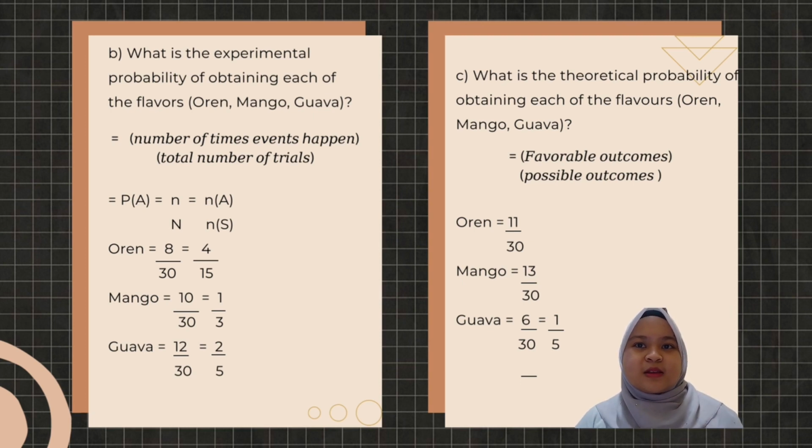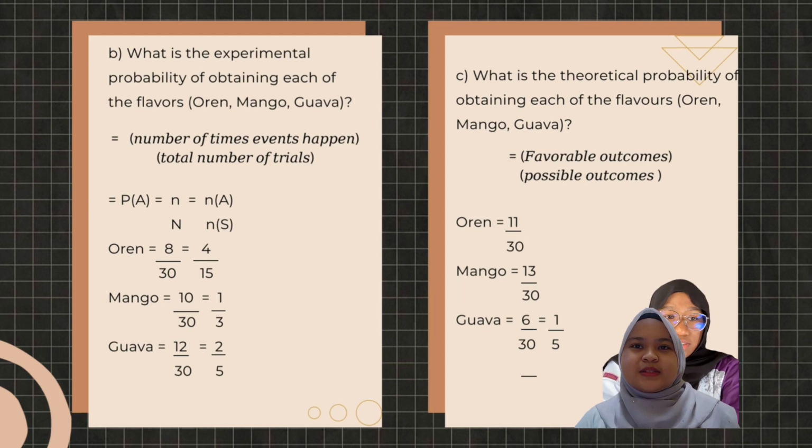And next, for question C, what is the theoretical probability of obtaining each of the flavors, orange, mango, and guava? For this question, we need to count favorable outcomes divided by possible outcomes. For orange, 11/30, mango 13/30, and for guava 6/30.